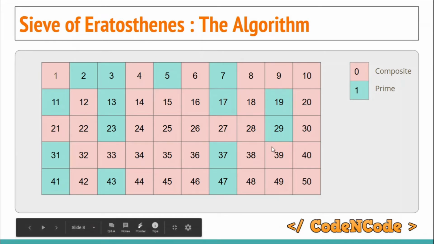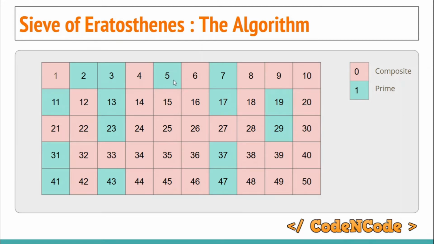So all the remaining elements which are marked prime are actually prime numbers. So 2, 3, 5, 7, 11, 13, 17 and so on, these are all prime numbers. So we have to run a loop from 1 to the square root of n, that is the square root of 50. The square root of 50 is 7 point something, so we have to run the loop till 7 only.